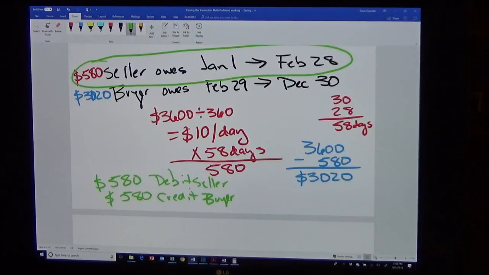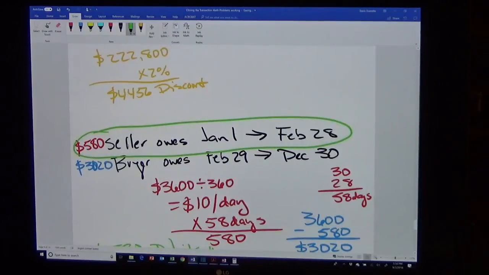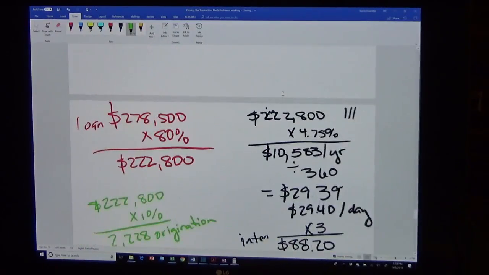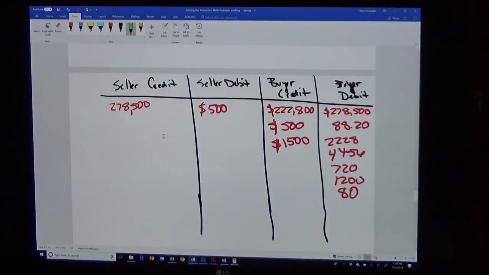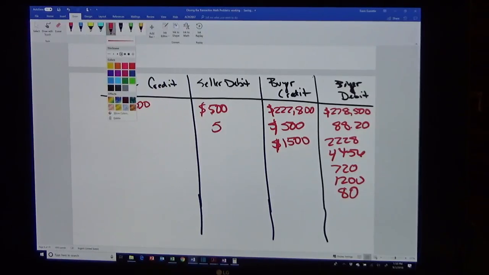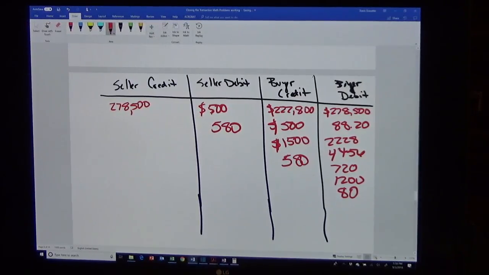$580 debit seller and $580 credit buyer. So we're going to scroll back up and put this one last thing into our little spreadsheet that we've made. Okay, $580, and that's a seller debit, taxes, and $580 is a buyer credit. Alright, so now we can total each one of these columns up.